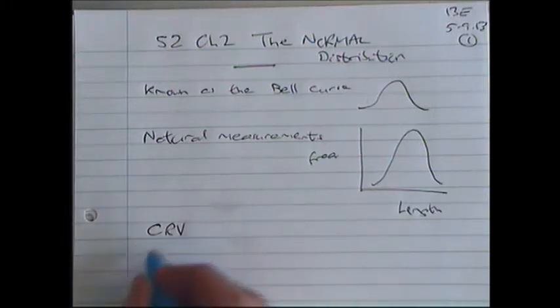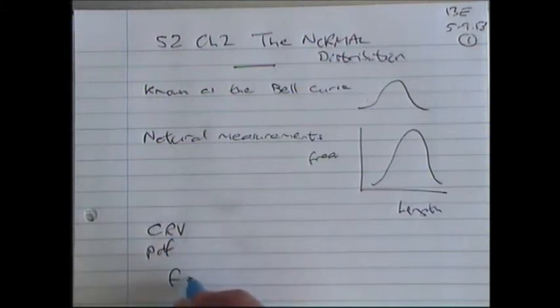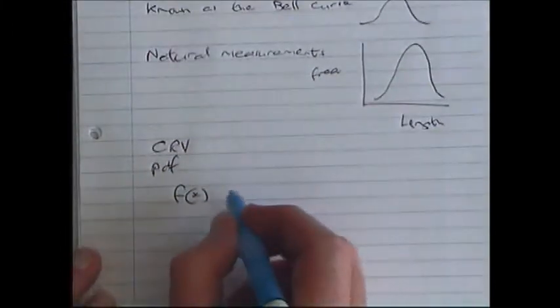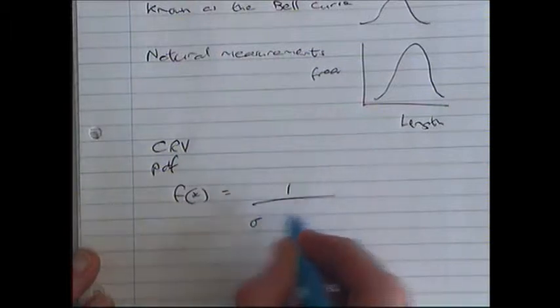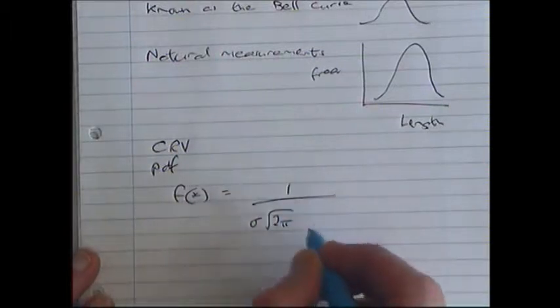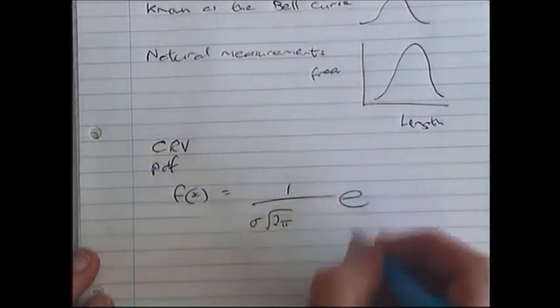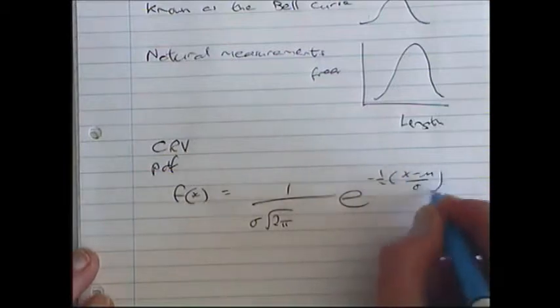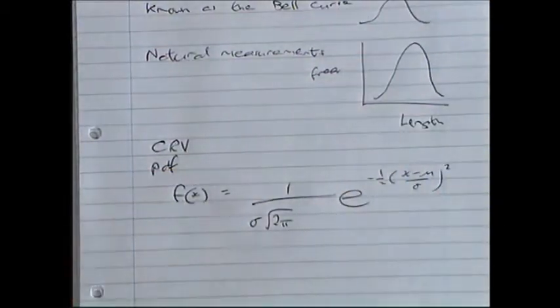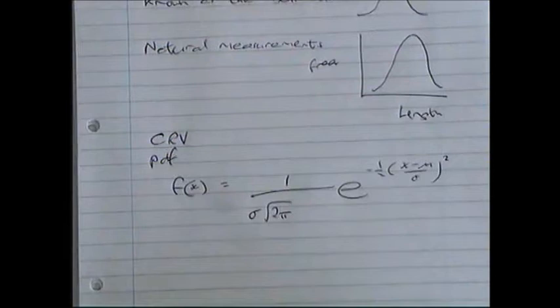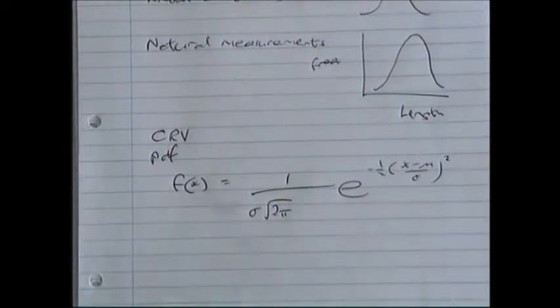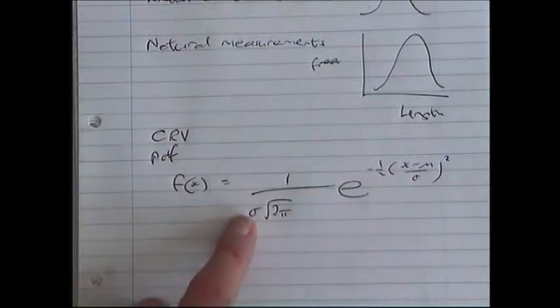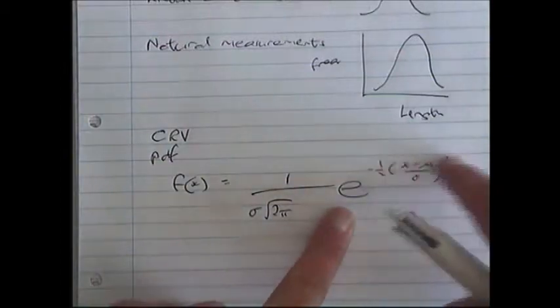Here's the PDF of the normal distribution. f of x equals 1 over sigma root 2 pi. Then over here there's a big e and minus a half, x minus mu over sigma, all squared. How do you fancy integrating that? Okay, you don't have to. So that's a 1 over sigma times by root of 2 pi. Then that's an e, and then this is all a power on the e.